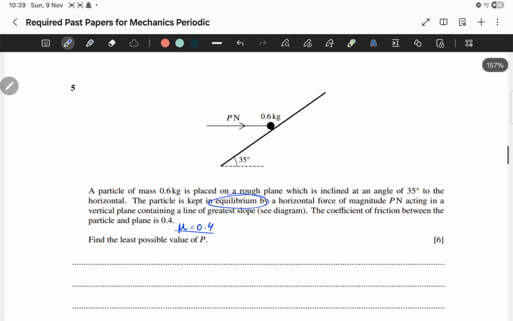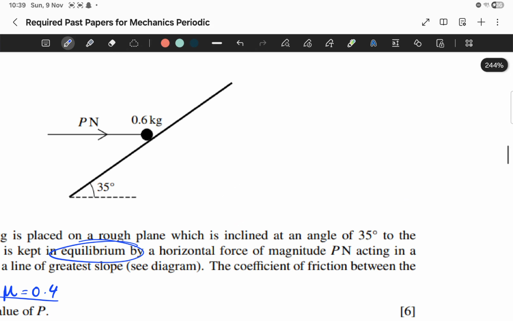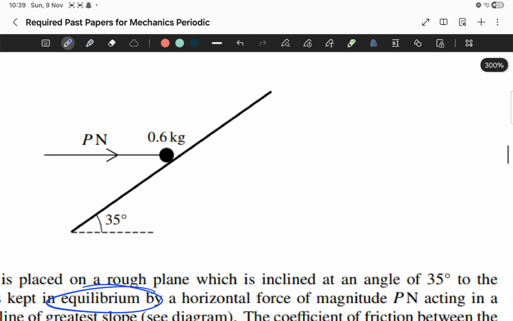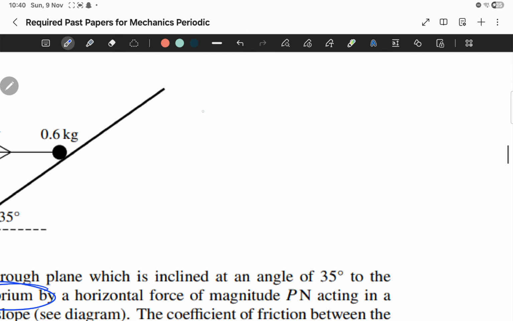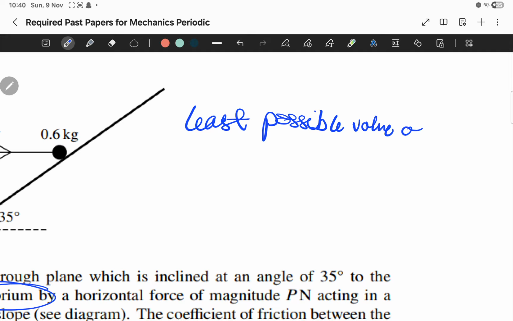Okay, so now this is a very good principle. This is something you need to know, and it is kind of confusing if you don't know what to do. So, listen, since they want you to find the least possible value of P, the least possible value of P means that the magnitude of P of x is going to be less than the magnitude of the weight on the x component.